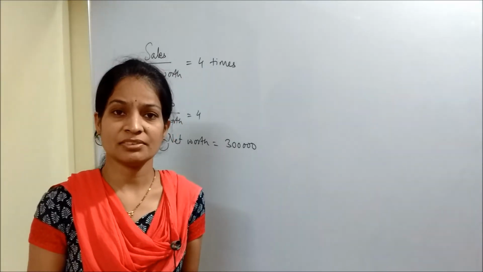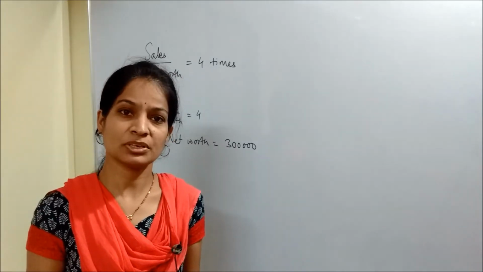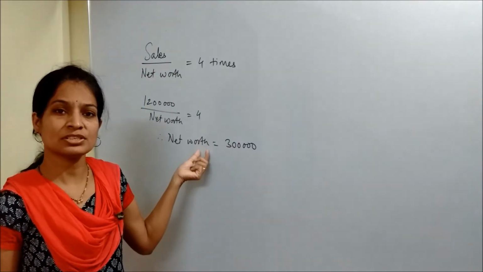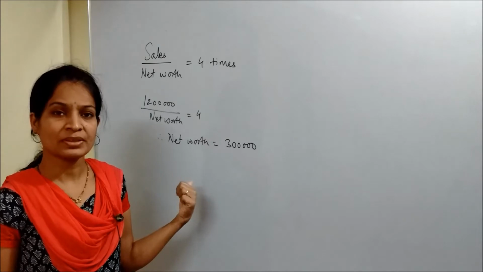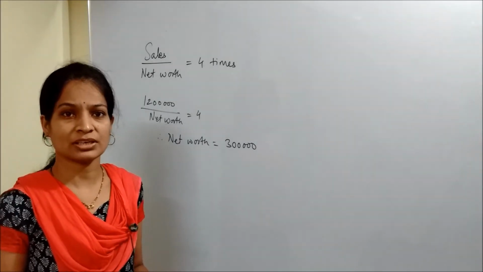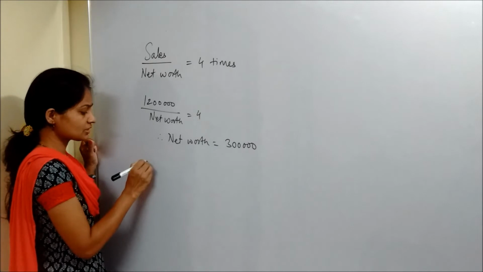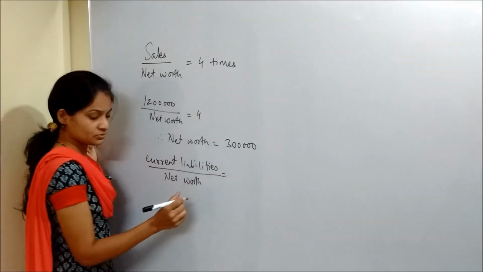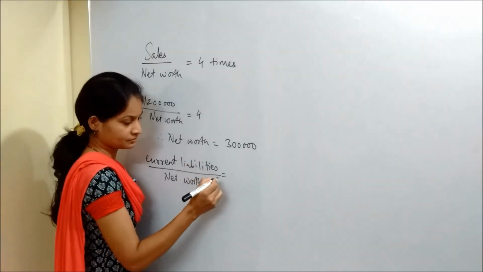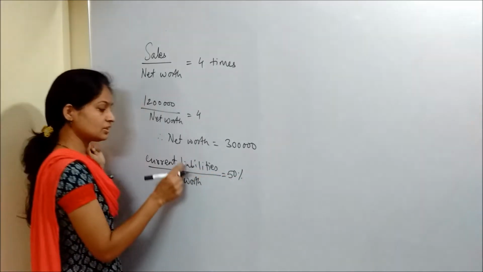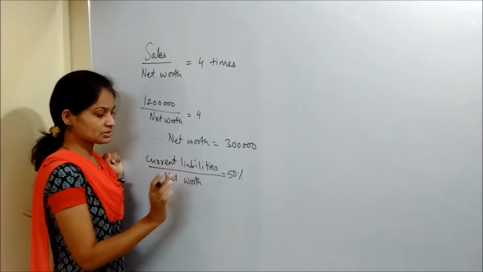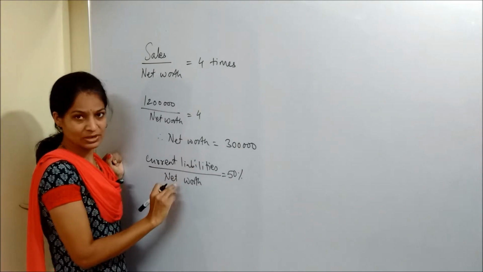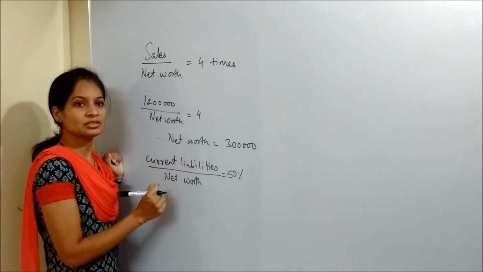Next they have given you the current liability to net worth ratio. Now we have the net worth amount here. So if we use this amount in the next formula, you can easily get the amount of current liability. The ratio given is current liability to net worth, which is 50%. What does it mean? Your current liability is 50% of the net worth. You can easily understand 50% of this amount is 1,50,000, but we will show it in the formula.